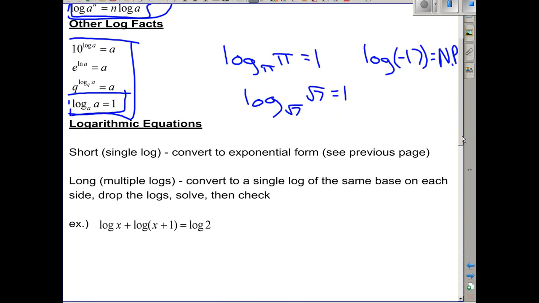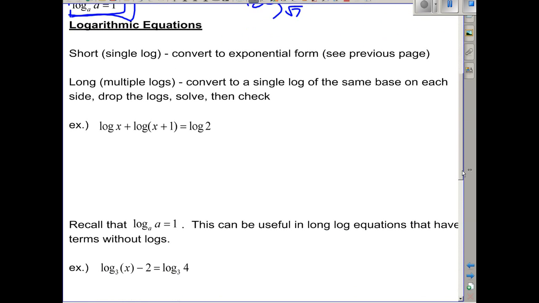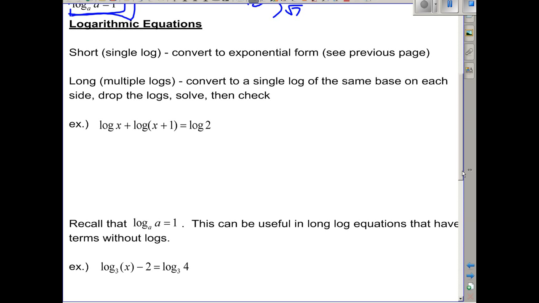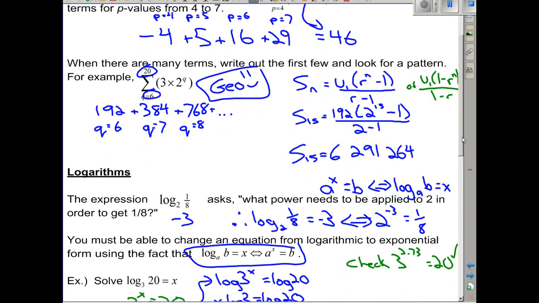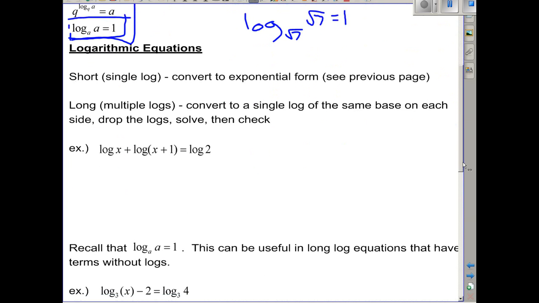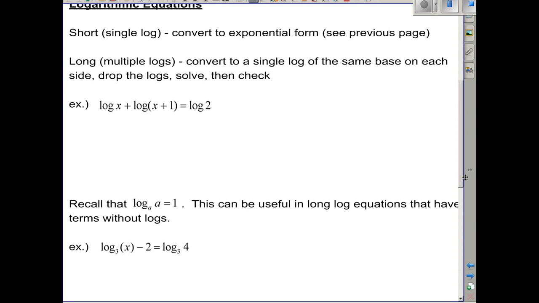Okay, log equations. The way that I think of these is as falling into two types. Short log equations would be ones that only have a single logarithmic term in them. Okay, so this one from the last page where we said log base 3 of 20 equals x only had a single log in it. We could convert it to exponential form and then use our logs to solve. And then there are the types that I call long. They've got multiple logs. They're not more difficult, they just take a little longer to do.